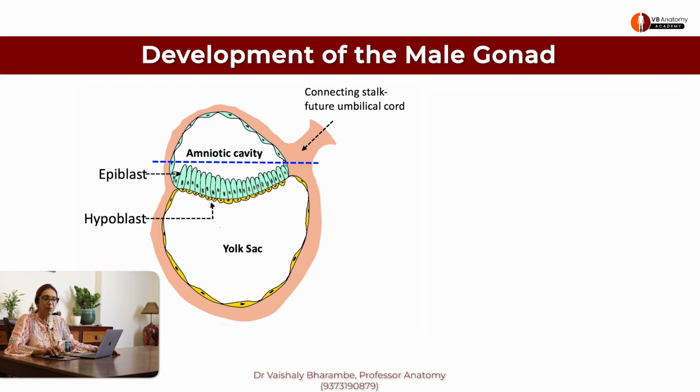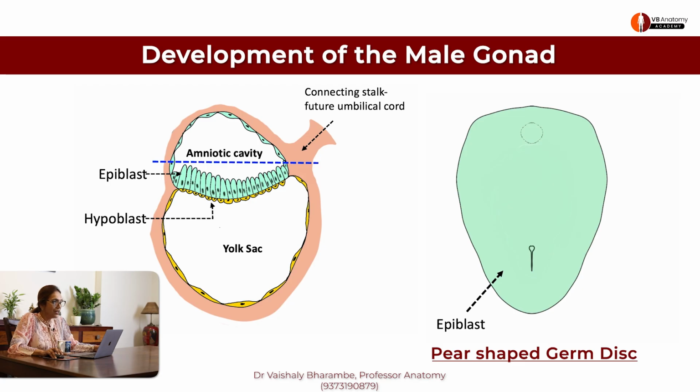Let's cut it at the top. You're looking at the developing embryo from the top. Okay? That's the pear-shaped bilaminar disc. Okay? This light green is the epiblast you're looking at. In this epiblast, in the caudal region, you will begin to see a linear elevation which is called as primitive streak. Now from this, I want to create a gonad.